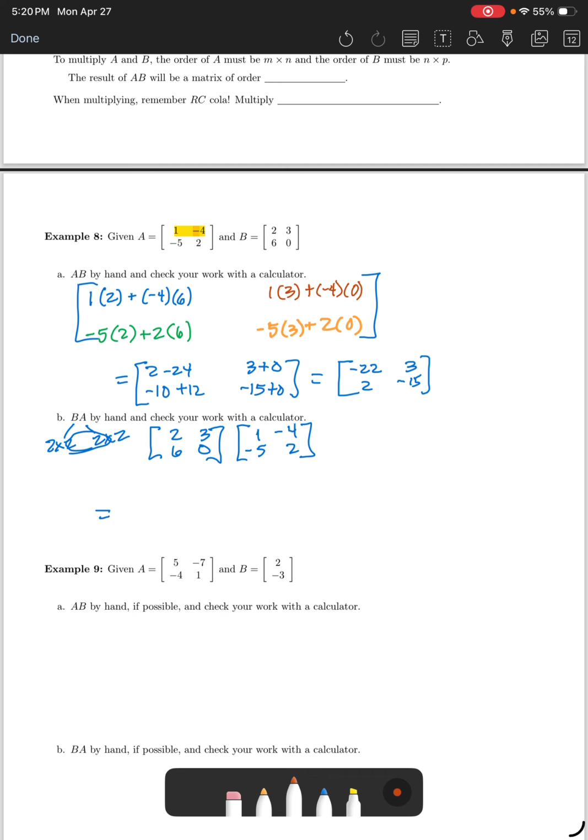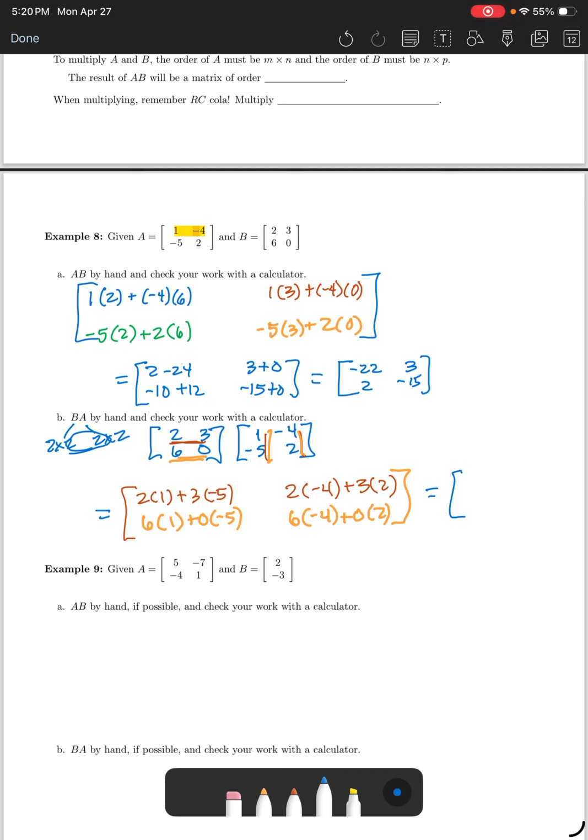So when we do first row times first column, it's going to be 2 times 1 plus 3 times -5. First row times second column will be 2 times -4 plus 3 times 2. And then second row times first column, 6 times 1 plus 0 times -5. And second row times second column, 6 times -4 plus 0 times 2.